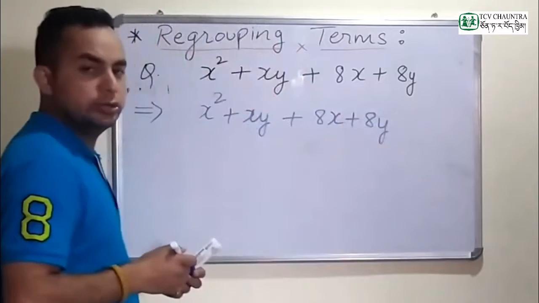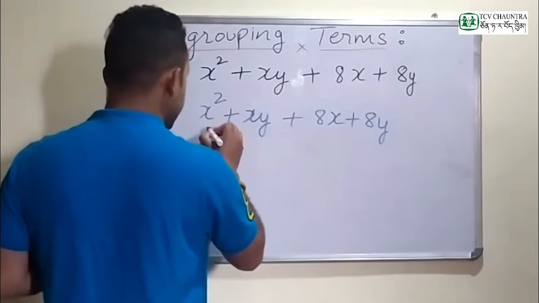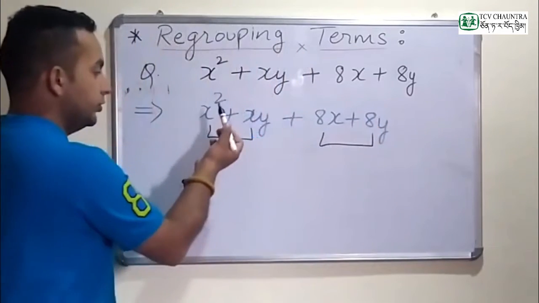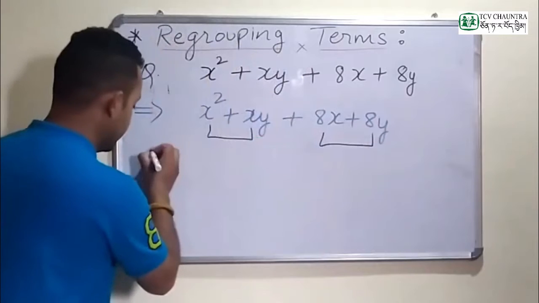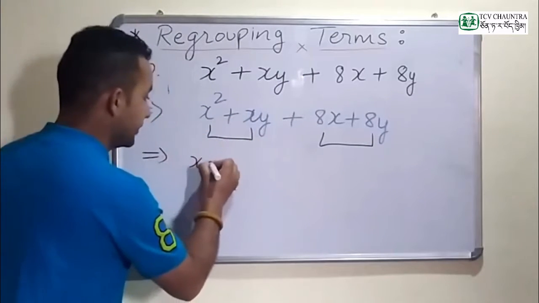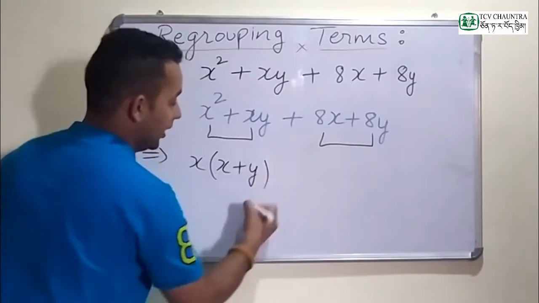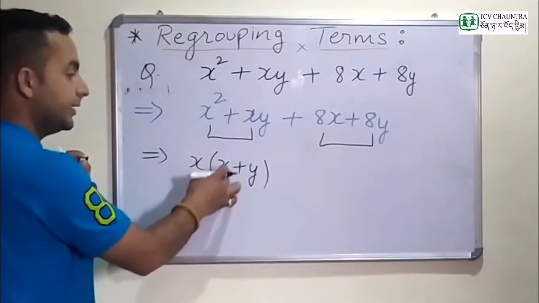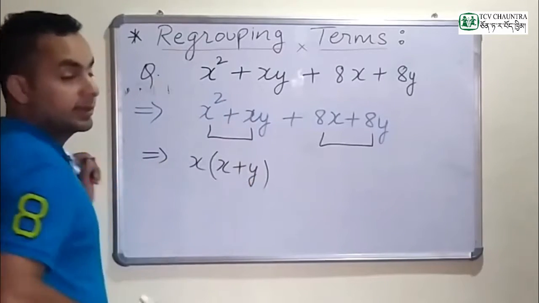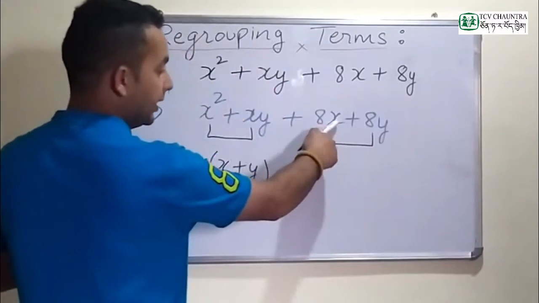Okay class, now we are going to find out the common variable or number between these two terms. Okay, here you have x squared plus xy. Now here the common is variable x. So we are left with the x and inside we are left with the y. X multiplied with the x, it will become x squared, and when x is multiplied with the y, you will get xy.